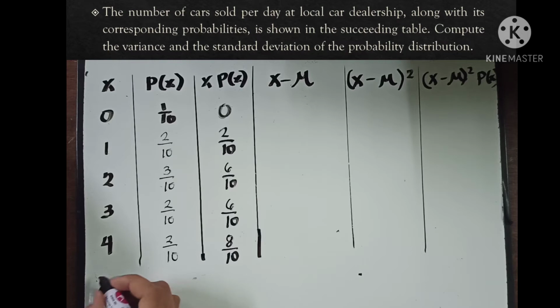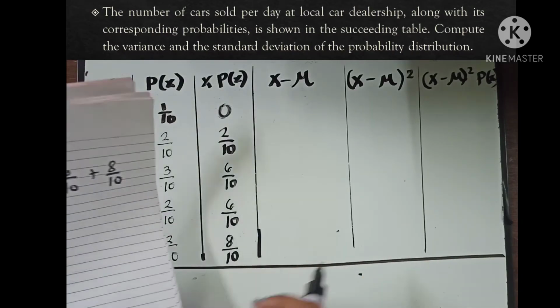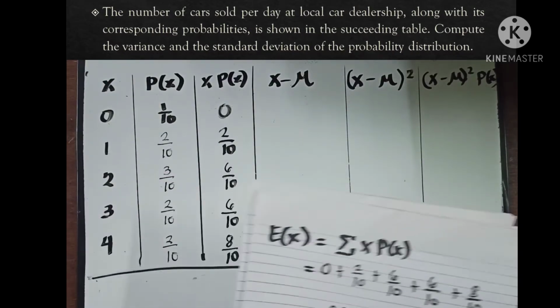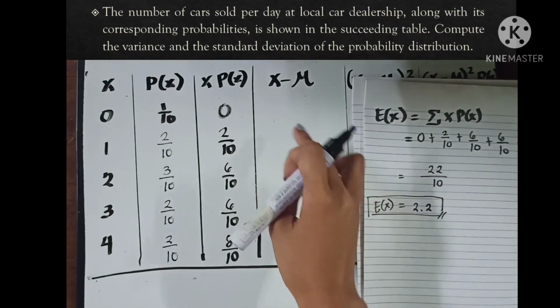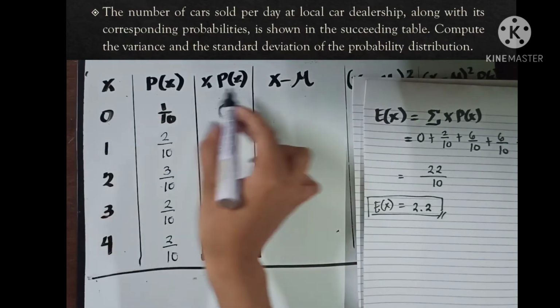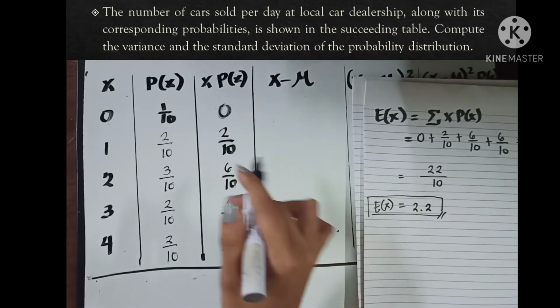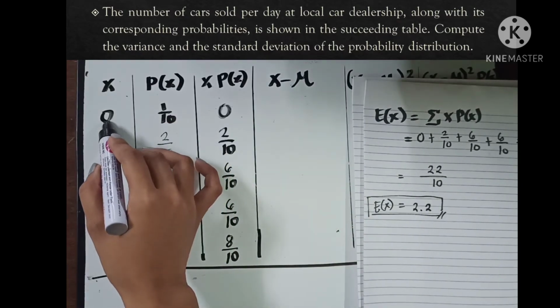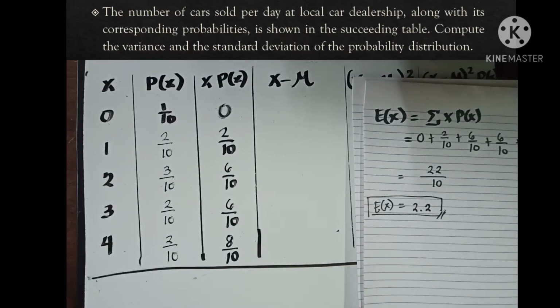Okay, so meron na tayong value ni E of x or yung mu natin. So ngayon, x minus mu, masosolve na natin yung column na to. So 0 yung value ni x minus, again, x minus mu. Ito yung magsisilbing formula natin ngayon para sa column na to. So 0 yung value ni x minus yung value ng mean natin, which is 2.2.